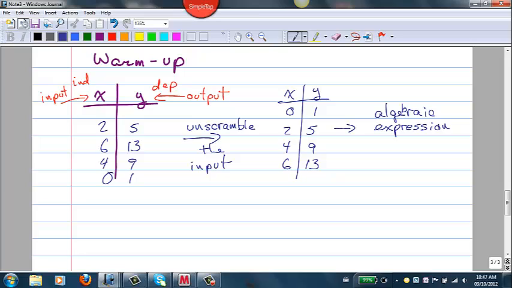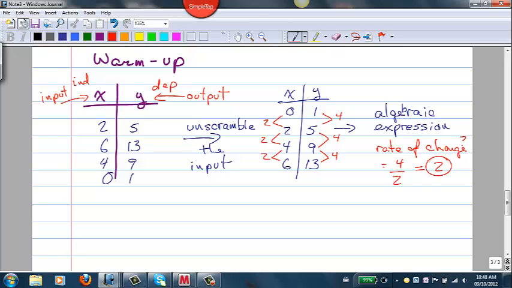So 1 to 5 goes up by 4. 0 to 2 goes up by 2. 5 to 9 goes up by 4. 2 to 4 goes up by 2. 9 to 13 goes up by 4. 4 to 6 goes up by 2. So it's constant. We can see that the rate of change is the same.